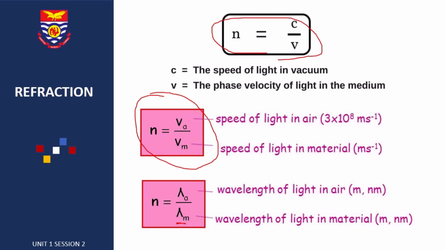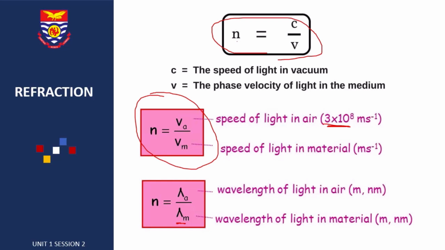Let's go back to this formula where we have N equal to C over V. The C here is the speed of light in a vacuum, which we know to be 3 times 10 to the power 8 meters per second. And the V here is the speed of light in the material to be calculated for. Or let's say it is the refractive index that you want to calculate.